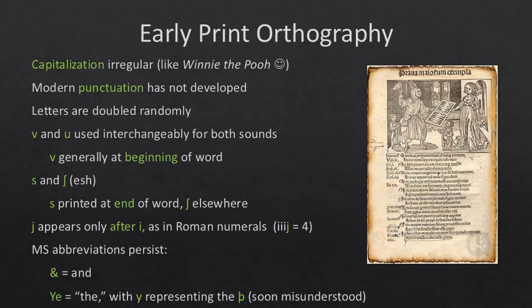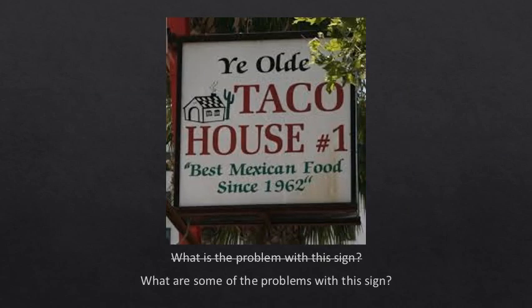And so they start writing the thorn as a Y. Let me say that again. The thorn in the begins to be written as a Y. So what does it look like? It looks like, to an early modern reader, ye. And that's a misunderstanding of a printing practice, which explains signs like this. You've seen them. Ye olde taco house, number one. Quote, I don't know what the quote means. Best Mexican food since 1962.